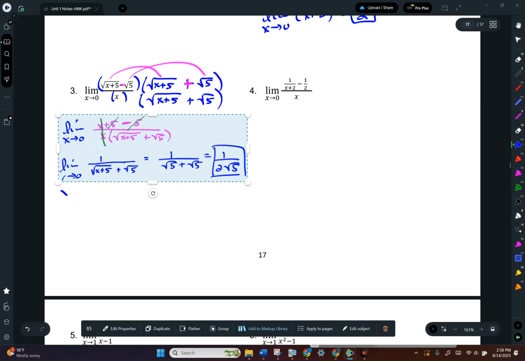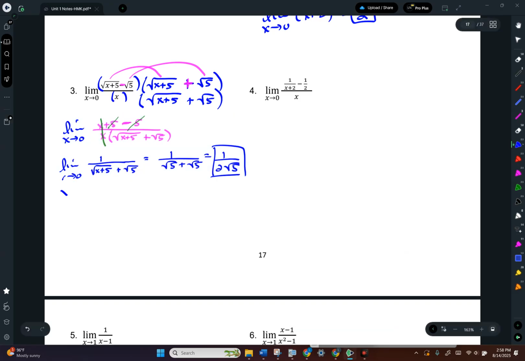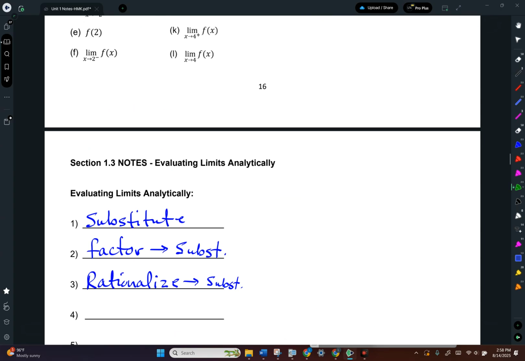Okay, and let's look at number 4. So on this one, can we just substitute it? Remember, in order to see if you can substitute, start with the denominator. Well, no, because I'd have a 0 in the denominator. Okay, it's not something you would factor. It has no square roots. It's not something you would rationalize. So what are my other options, you ask? Well, I'm glad you asked.